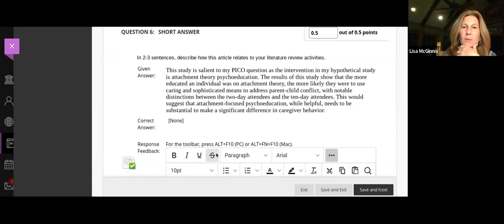The study is salient to my PICO question as the intervention in my hypothetical study is attachment theory psychoeducation. The results of this study show the more educated an individual was on attachment theory, the more likely they were to use caring and sophisticated means to address parent-child conflict, with notable distinctions between the 2-day and the 10-day attendees. This would suggest that attachment-focused psychoeducation, while helpful, needs to be substantial to make a significant difference in caregiver behavior. So you can see how this directly relates to this person's PICO question.